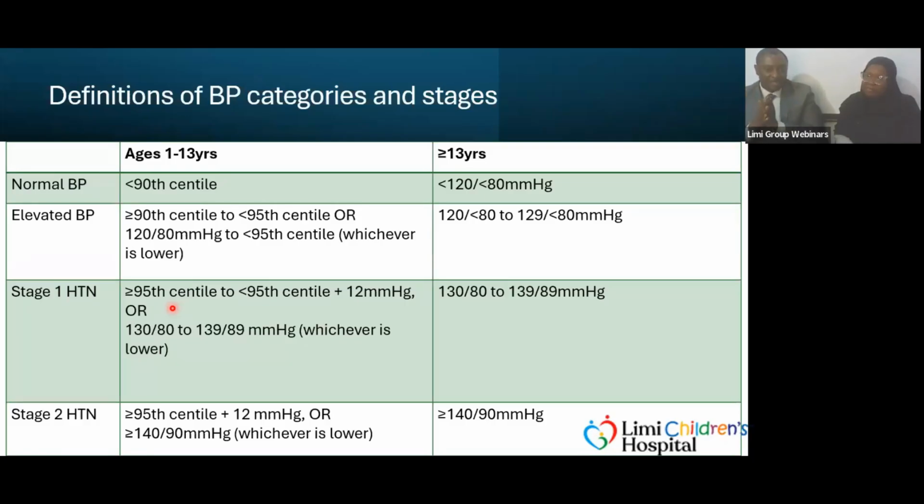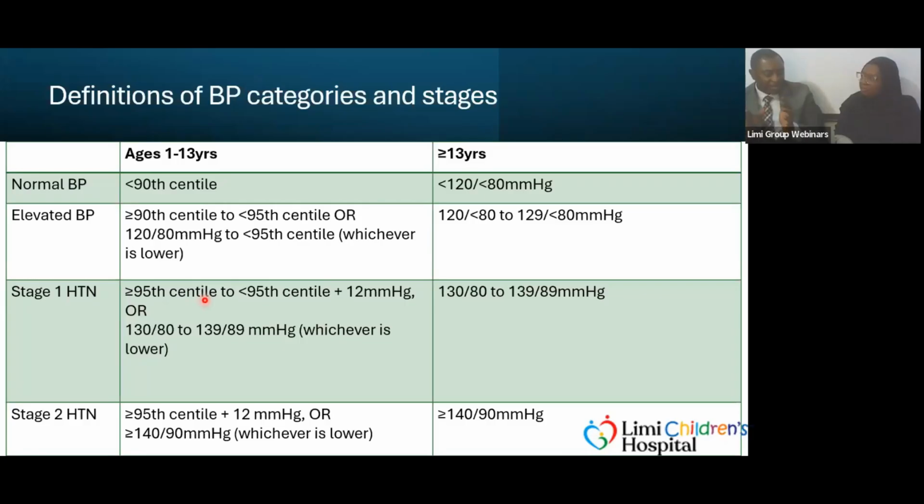Now, blood pressure is elevated if it is greater than or equal to the 90th percentile for age and gender, but less than the 95th. So between the 90th and 95th percentile. Or we've said it's elevated if it is between 120/80 and less than the 95th percentile, whichever one is taken as the lower one, right? It is stage 1 hypertension when it is equal to or exceeds the 95th percentile as a lower limit, up to less than the 95th percentile plus 12 millimeters of mercury.